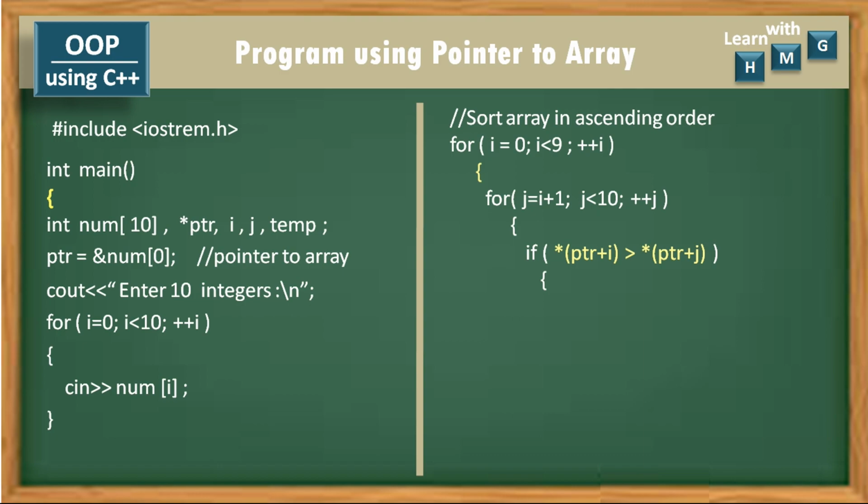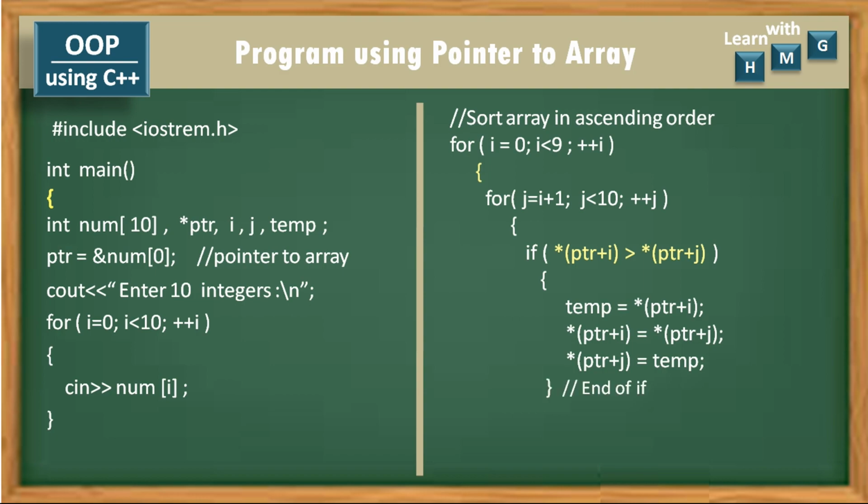So temp is equal to current element, that is *(ptr + i). Current element is equal to next element, that is the copying operation is performed, and next element is equal to temp. So like this, within this if part, using these 3 standard steps, I am swapping the value *(ptr + i) with the value *(ptr + j), then end the loops.